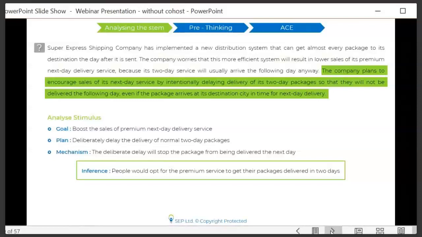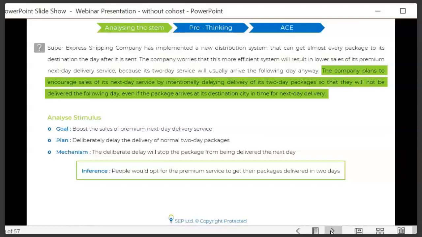So SESC has a new system which is applicable to all the normal packages, which will help deliver the normal packages the next day. It has a premium service which also delivers packages the next day. So that the premium service won't get affected, by using the new distribution system, they will deliberately delay the time of delivery of the normal packages so that it reaches in 2 days instead of 1 day. In that sense, people will still opt for the premium service. That is the thought process.